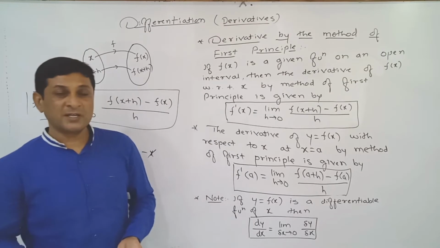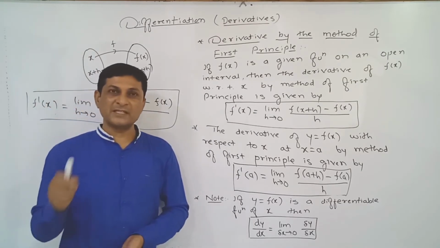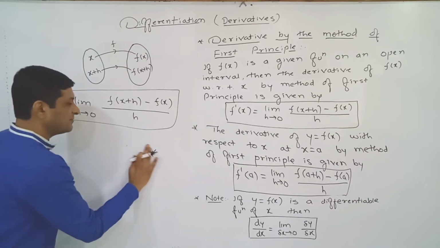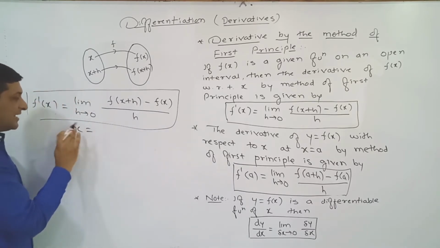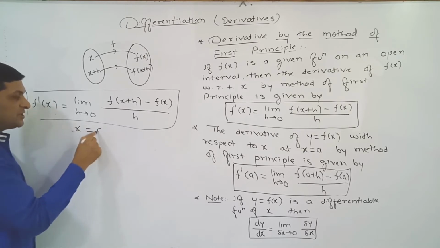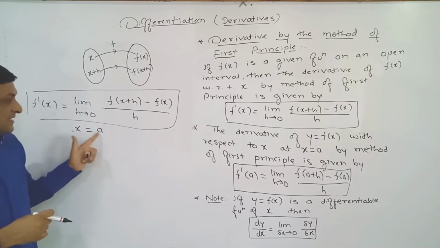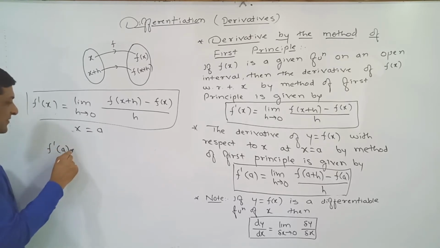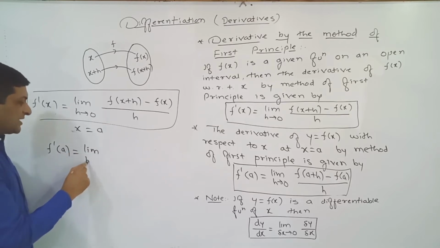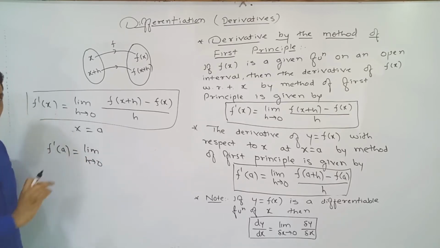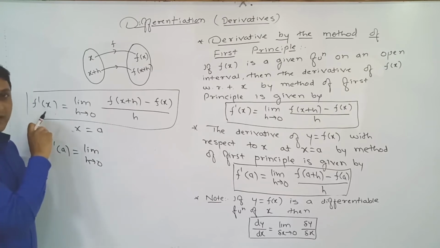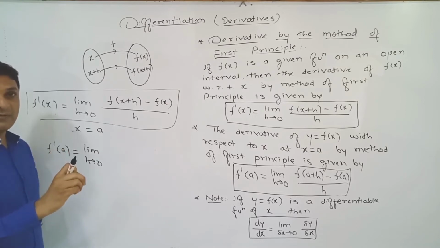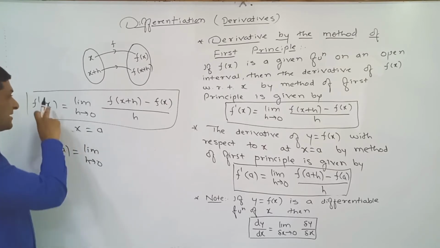Now x is some variable. If the exact value of that variable is given to us, suppose x is equal to a, and our aim is to find the differentiation of the given function at x equals a, then it will be denoted by f dash of a. F dash of a is equal to the limit as h tends to 0, where simply we are replacing x by a. Because x is a variable, its value keeps changing. But if the question is to find the value of the derivative at x equal to say 10, we are replacing x by 10.